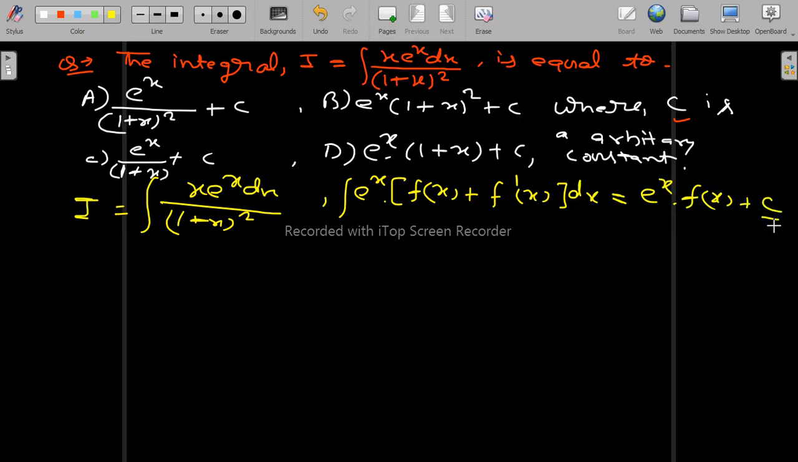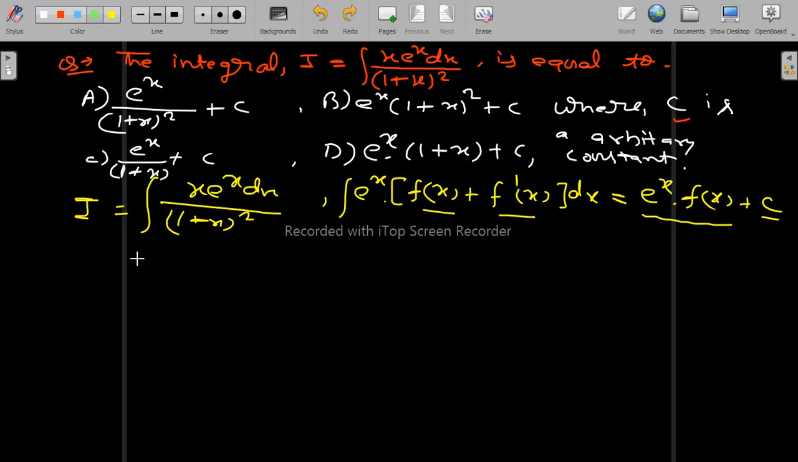This is the constant of integration. That means if we can represent a function in the form e power x into f x plus f dash x, where f dash x means the differentiation of f x, then we will directly write this integration as e power x into f x. So let us see how to express this whole expression as the product of e power x and the sum of the function and its derivative.